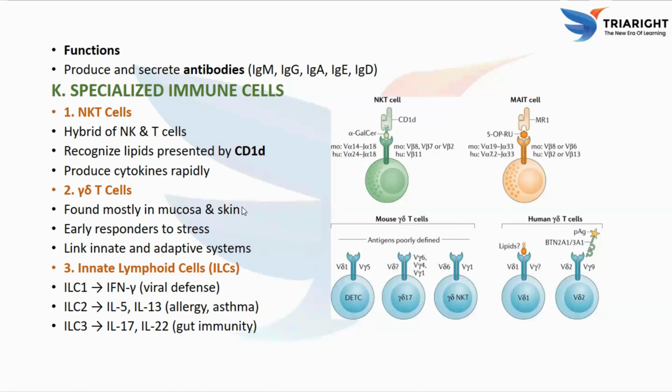So what are the types of innate lymphoid cells? ILC1, which produces interferon gamma. ILC2, which produces interleukin 5 and interleukin 13. These are important in allergy and asthma. Whereas ILC3 produces IL-17 and IL-22. These are important for gut immunity, mucosal protection, and maintaining the microbiome balance. So this is about the immune cells.